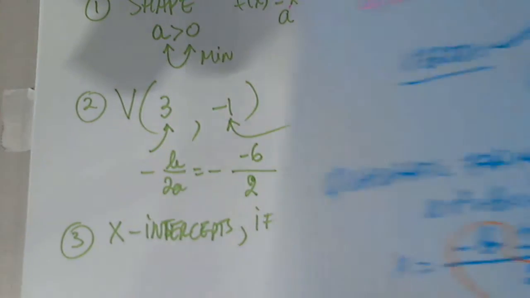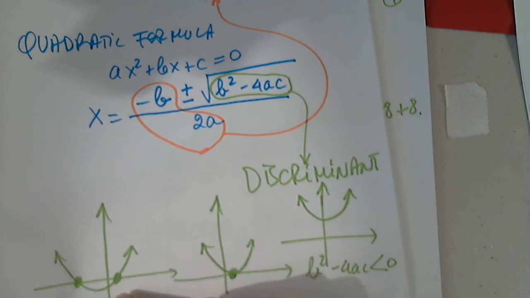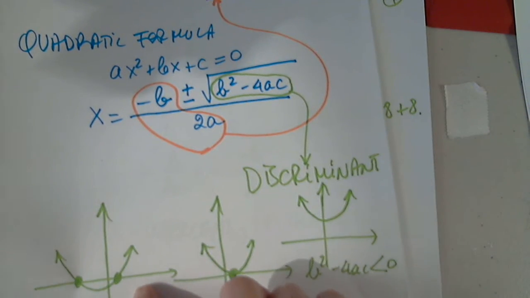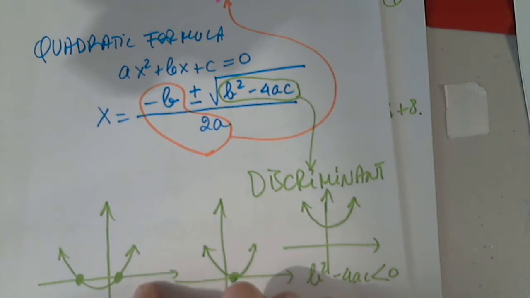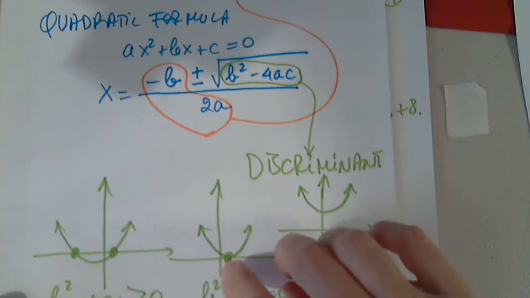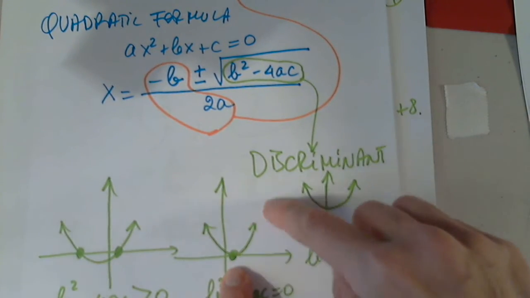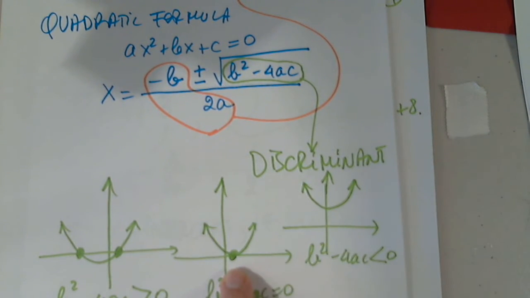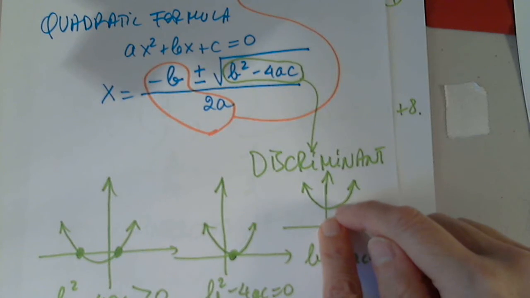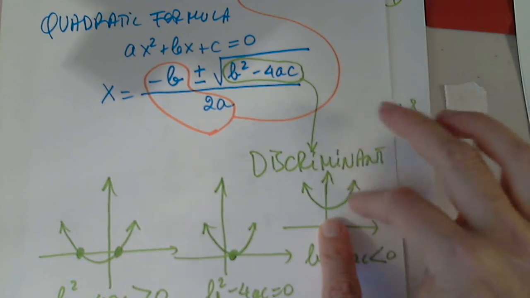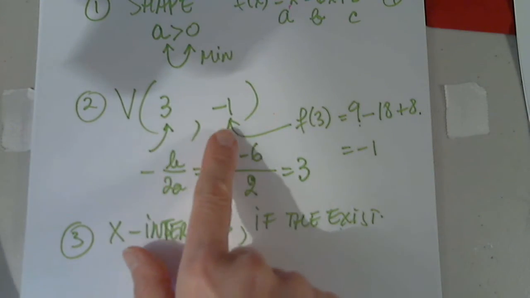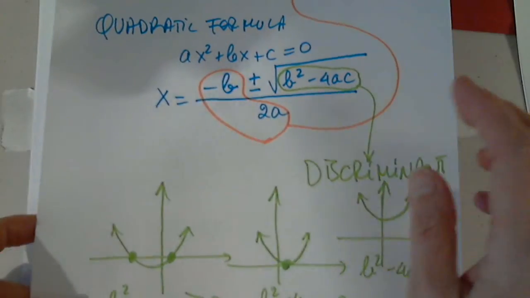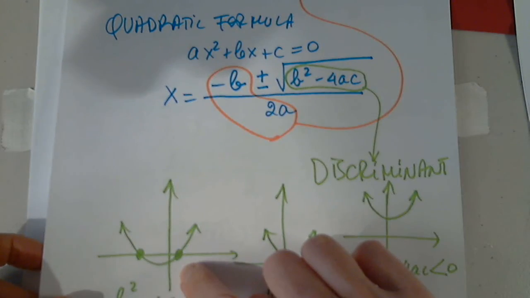So where is 3 comma negative 1? 1, 2, 3 comma negative 1. So it's somewhere here. Well, the parabola has to cross the x-axis. If the y-coordinate of the vertex is 0, then I know the x-intercept and the vertex are the same. If the y-coordinate of the vertex is positive, then I know there are no x-intercepts. But in our situation, the vertex has a y-coordinate of negative 1.